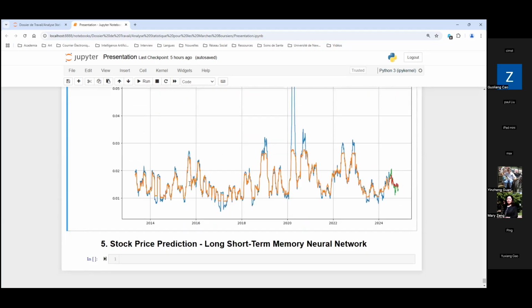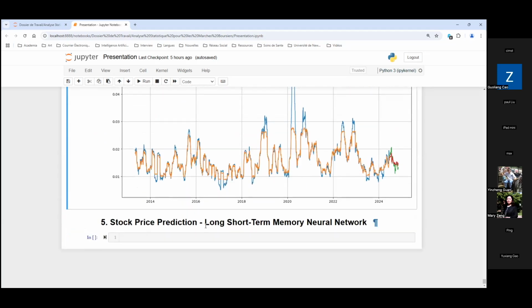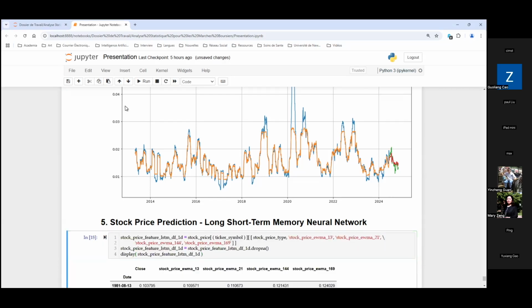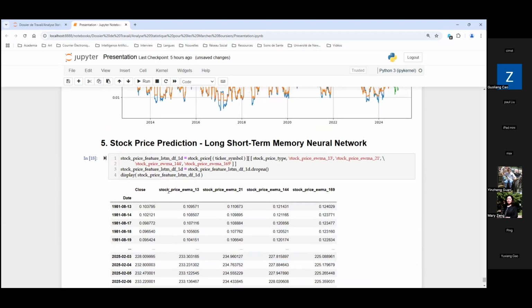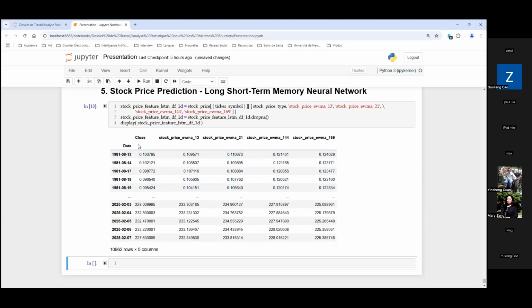Okay. Let's see another one, using the LSTM to predict the stock price. We still use the same data set, but this time we pick different input space, or different features. So this is the price, and these are different moving averages with respect to the price.